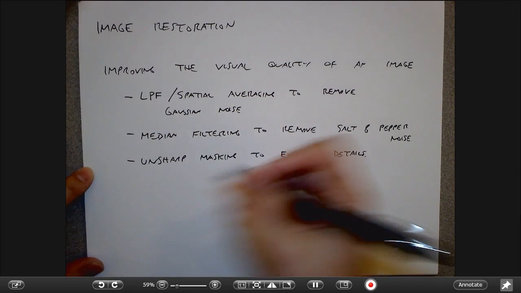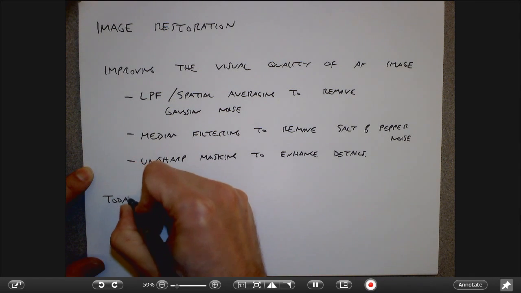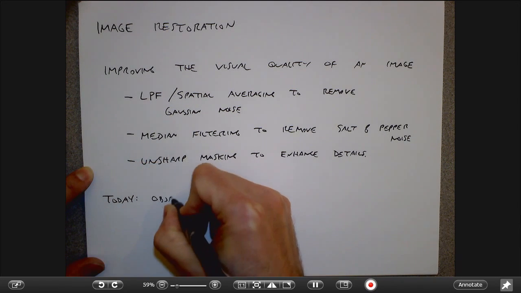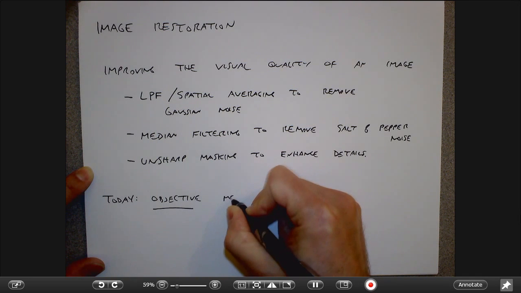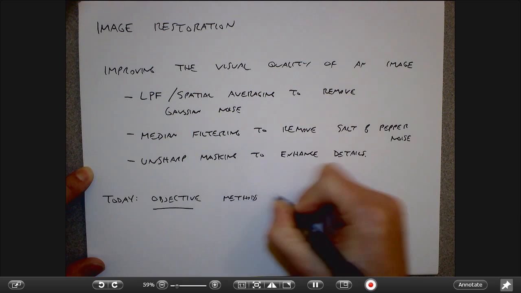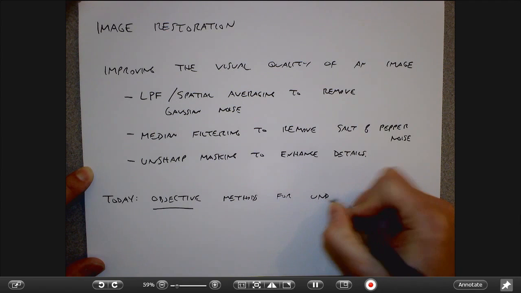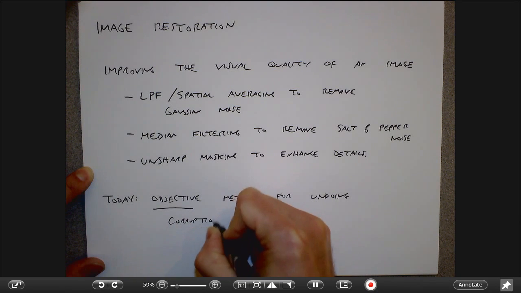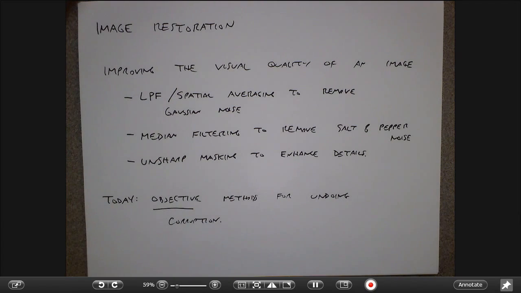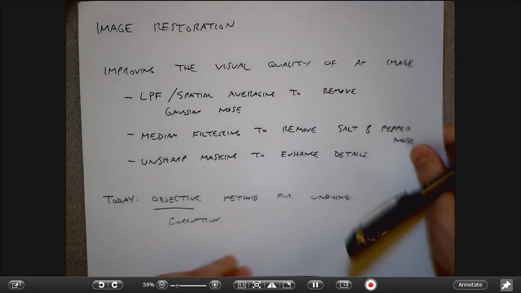So today is basically objective methods for undoing corruption. And let's be a little more specific about what kind of corruption I'm talking about.